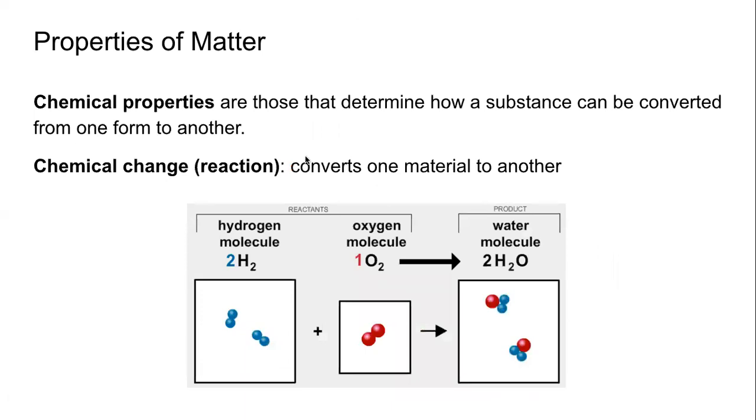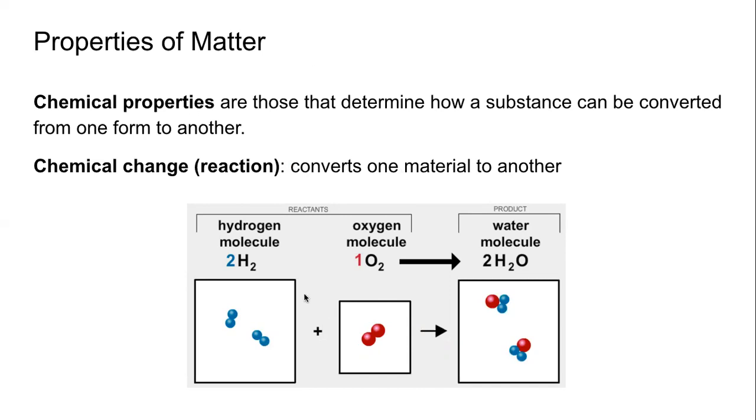Now, in addition to physical properties, we have chemical properties. Chemical properties are those that determine how a substance can be converted from one form to another via a chemical change or what we call a reaction. And we will have an entire chapter talking about chemical reactions and how we can convert one substance to another.